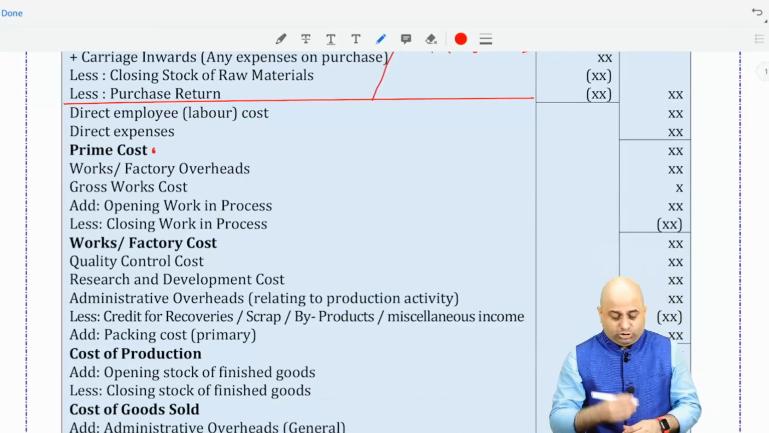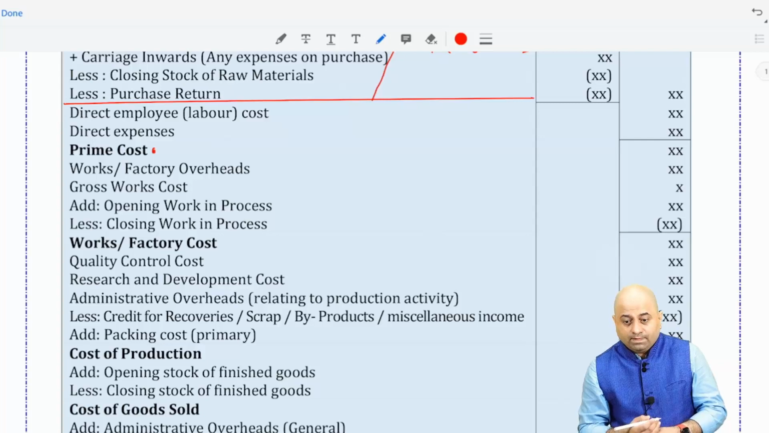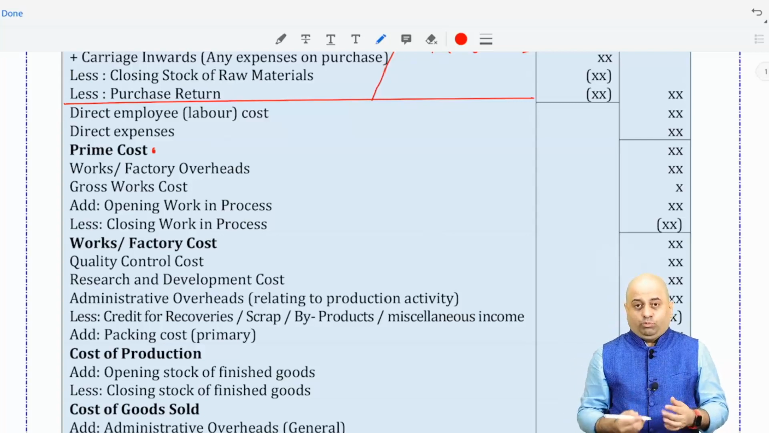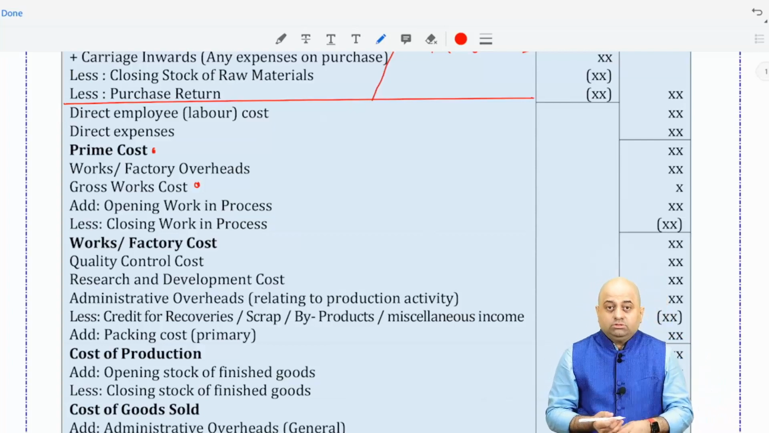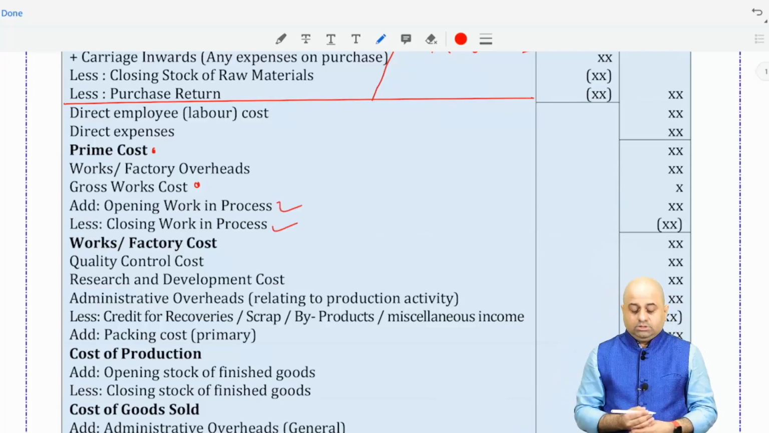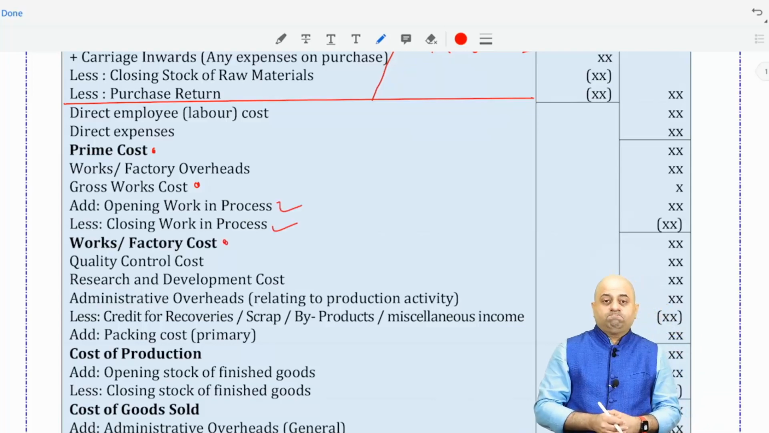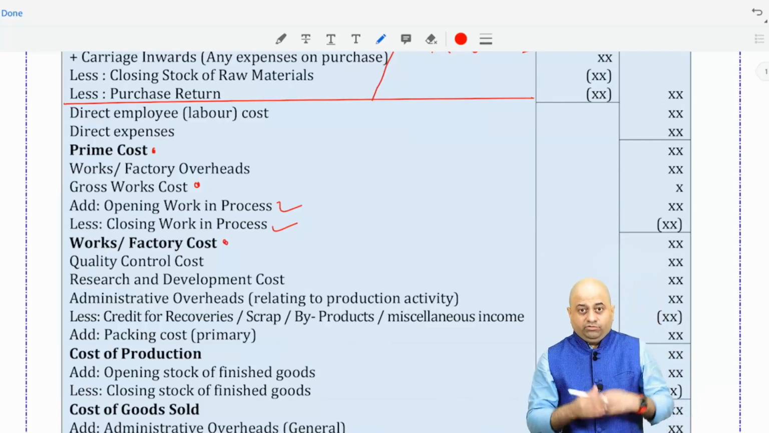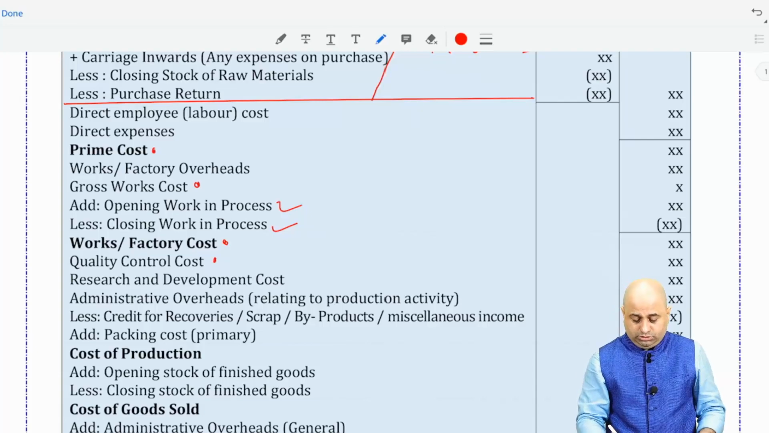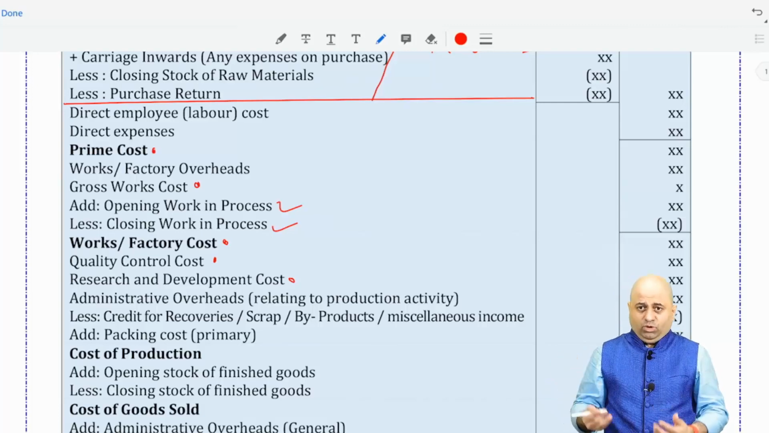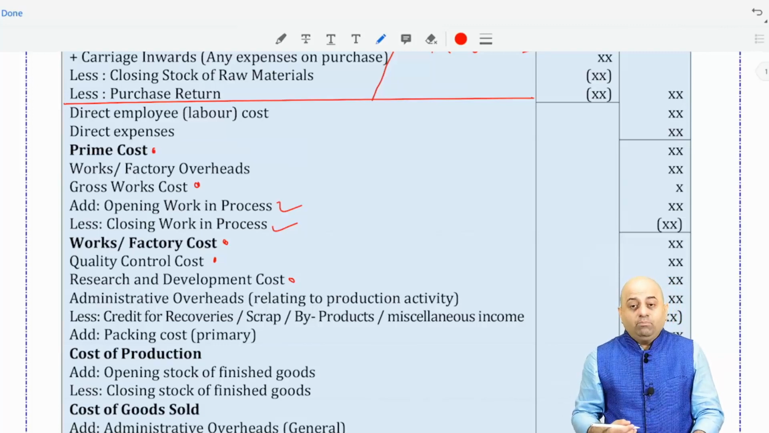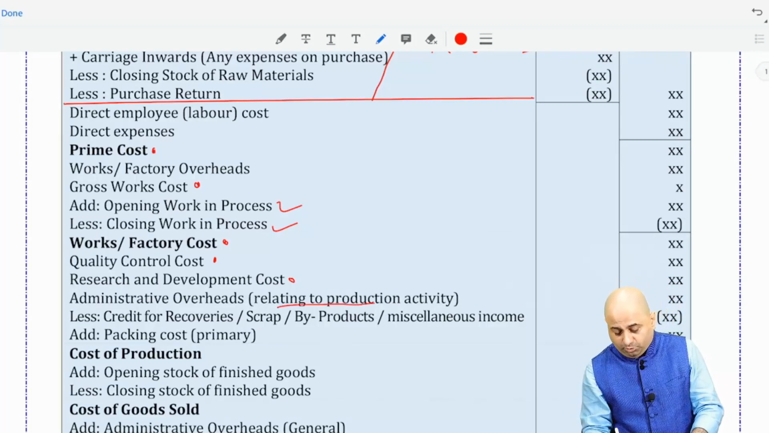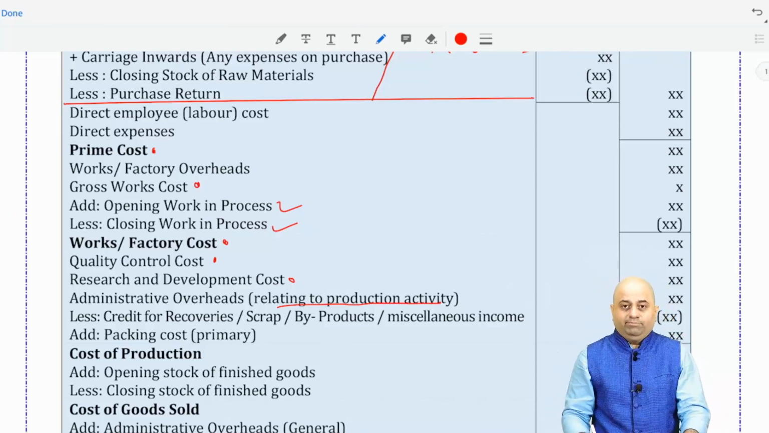Then I've got to adjust the overheads. So next is works or factory overheads. Once works or factory overheads are added to prime cost, what we get is known as gross works cost. But then we have to adjust opening and closing stock of work in progress. We get factory or works cost. Then after that, we further adjust quality control cost, research and development cost. These two costs will be given to us in one way or another in the question. We put them over here. And after that, administrative overheads, but related to production. We spoke about that a minute ago or so.